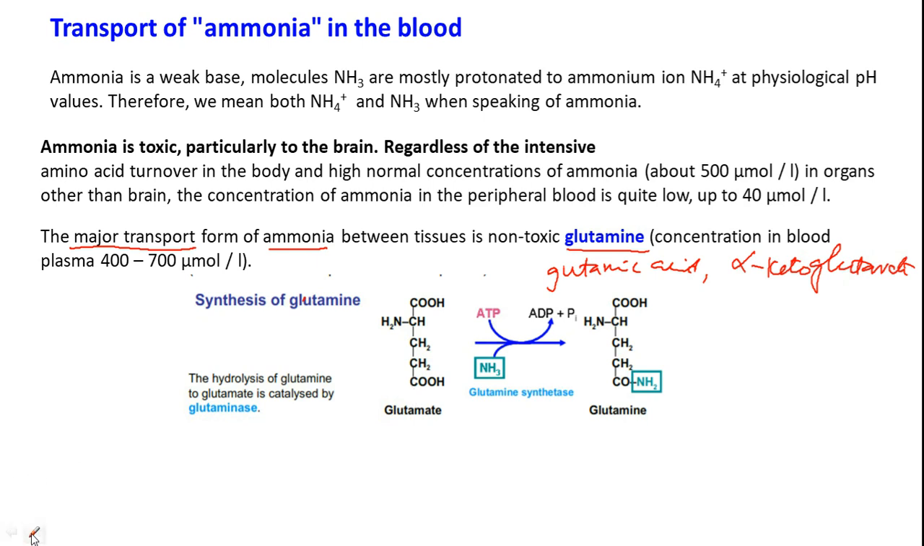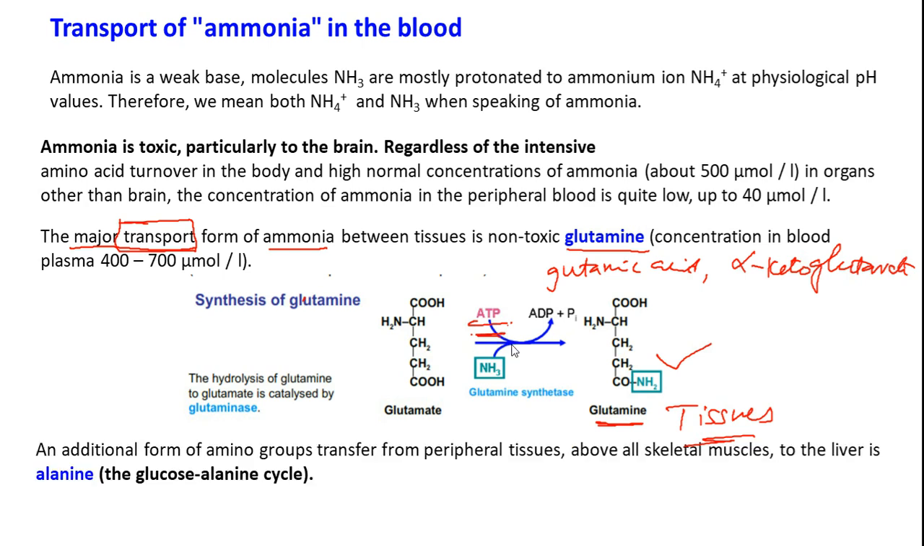So where exactly is this glutamine synthesis happening? This is a transport form of ammonia, which means glutamine has to be formed in the peripheral tissues, not in the liver alone. This is one of the major pathways for our ammonia scavenging activity. And this is an endergonic reaction because ATP is consumed. The second form of ammonia transport is alanine, which we will discuss in detail in the next slide.